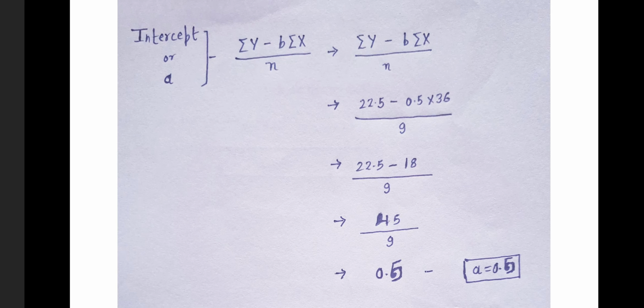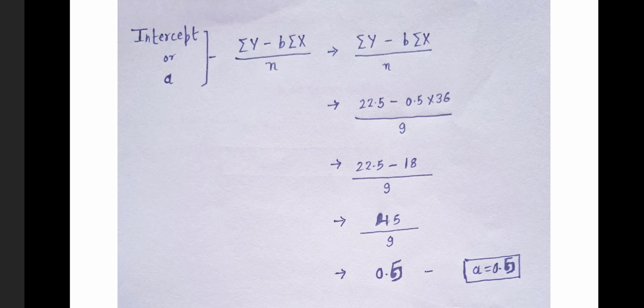The value of intercept can be found out. If you really want to find out the value of a, you must need b. Remember, you cannot find out a without knowing the value of b. As you can see in the formula, there is a summation of y values minus regression coefficient into summation of x values, divided by the number of outcomes we have.